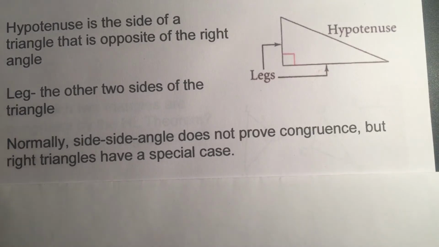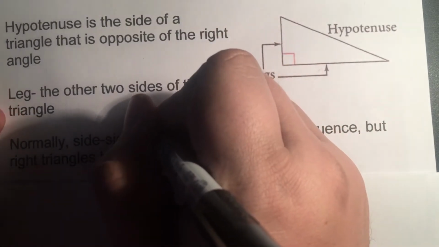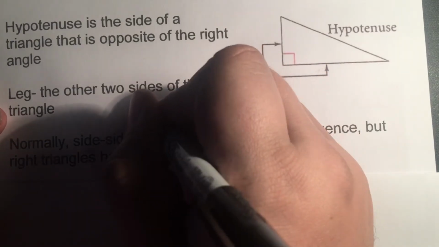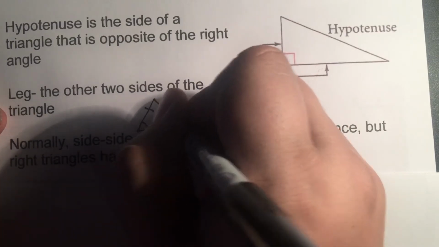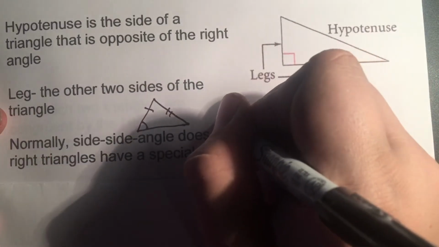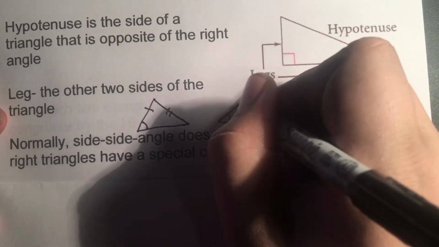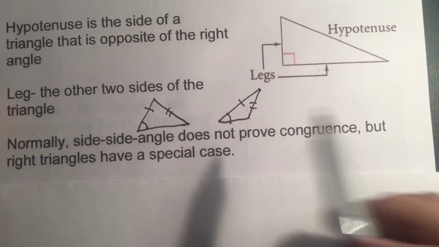So normally side-side-angle does not prove congruence. We can't have a side and an angle and have it work. And here's why. Because if we have, say, this angle and this side congruent to that angle with this side and this side, notice how we have two different triangles, they don't work.